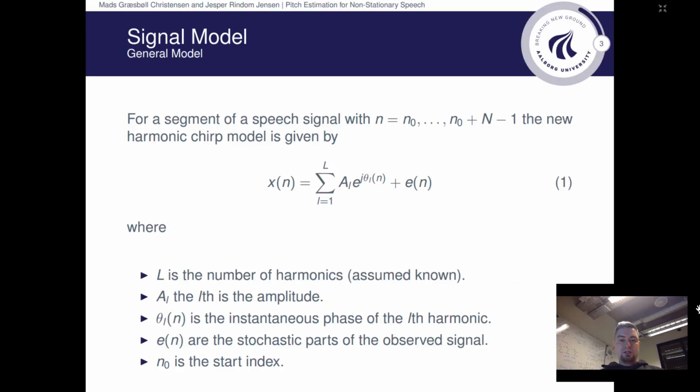So for a segment of speech called x(n), where n goes from n0 to n0 plus N minus 1, and I'll get back to why we choose this index later, then this harmonic chirp model is given by what you see here in equation 1, where you have a sum of L harmonics, and A_l is a real positive amplitude here, and then we have these complex exponential functions here with theta_l(n), which is the instantaneous phase of the l'th harmonic, and then we have some additive noise e(n) here.